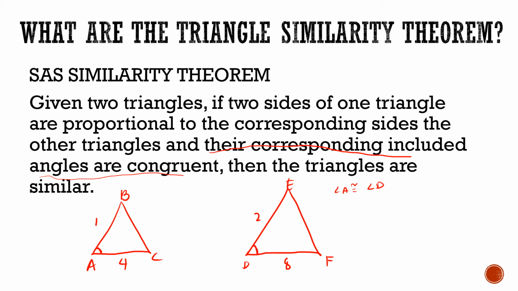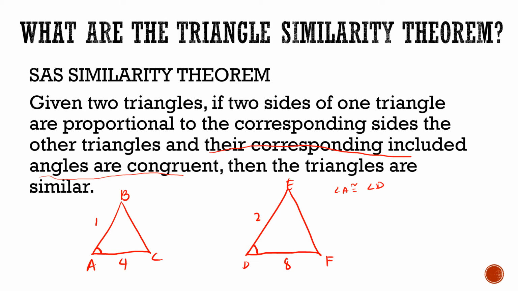Now, what are the included angles? Included angles are the angles in between two sides. For example, angle A is the included angle of side AB and side AC. Therefore, if the given are side BC and side AC, your included angle is angle C. If the given are side AB and side CB, the included angle is angle B. The common letter on two sides of the given triangles is said to be the included angle.